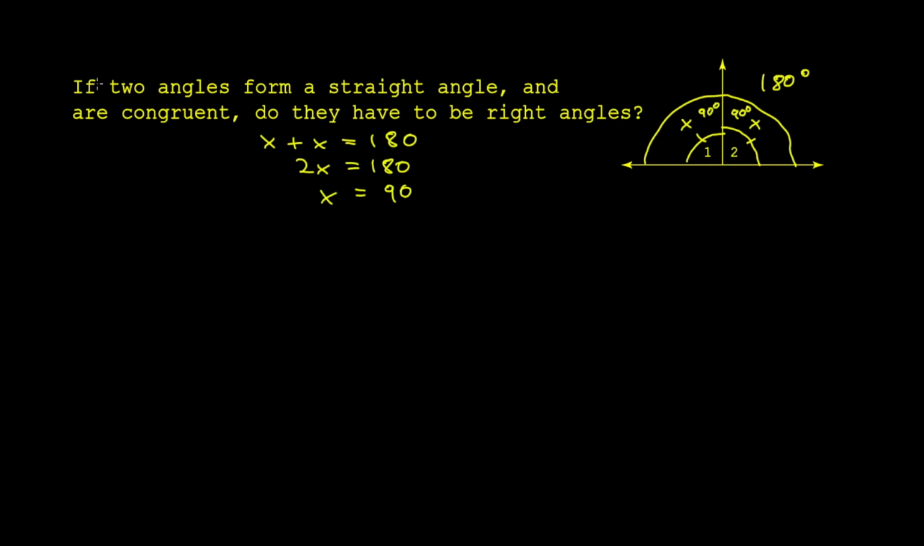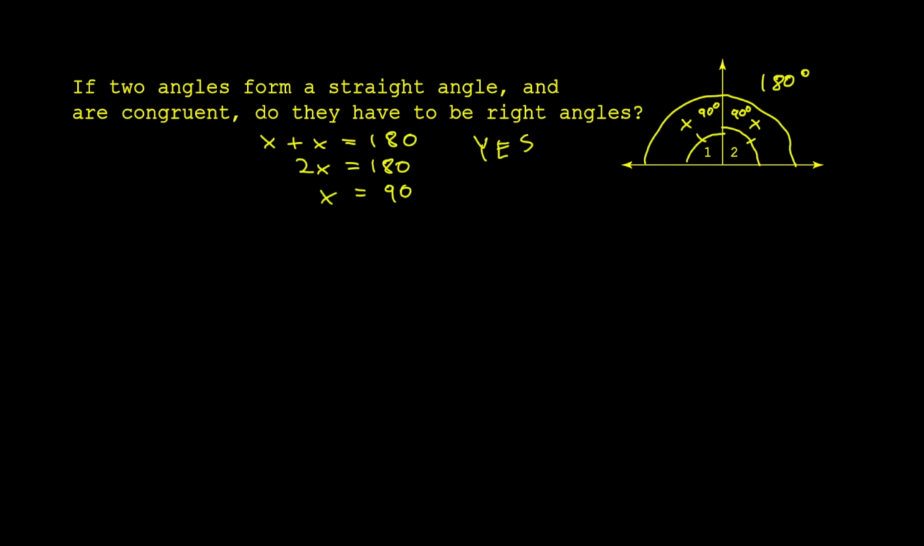So now we can see if two angles form a straight angle and are congruent, do they have to be right angles? Yes, they do. And the theorem that you will use later on is if two angles form a straight angle and are congruent, they are both right angles.